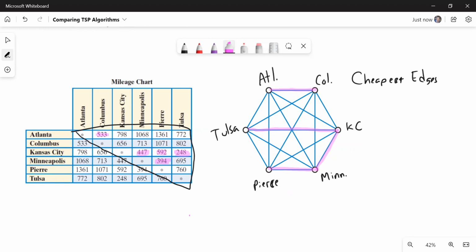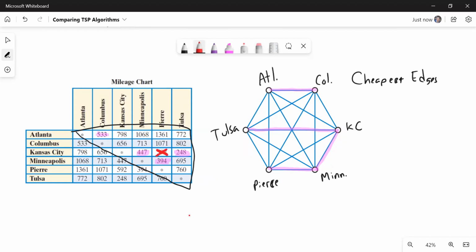I can't do that because it would create, I'm going to draw it in and then erase it, this new line here. Notice it would give Kansas City degree 3, which breaks one of our rules. So that just means we cannot use Kansas City to Pierre next. So I will just cross that one out rather than use it.